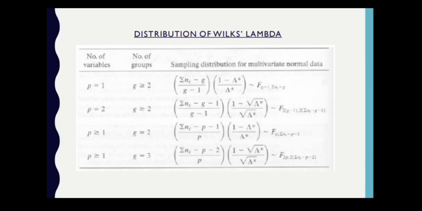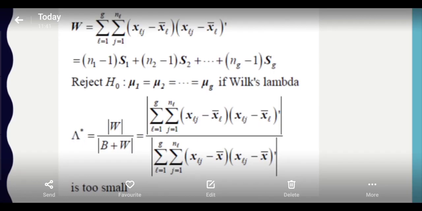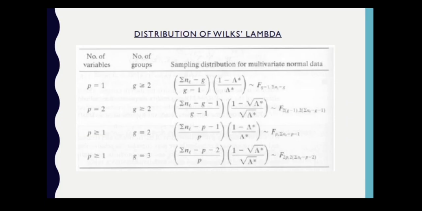So either 2, 3 or 4. Actually you have to choose whichever is appropriate for your information or data: how many variables are involved and how many populations are involved. The notation here is big lambda, and this is the weak lambda. How do we find the weak lambda? Using this formula. You will use the weak lambda to make the decision rule.